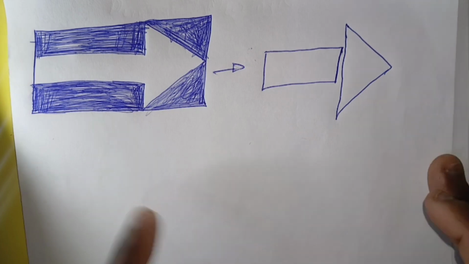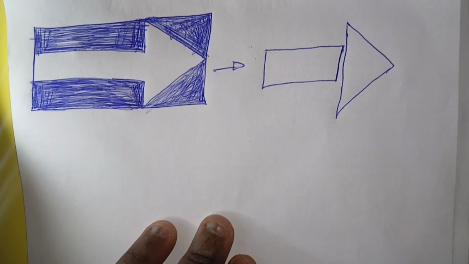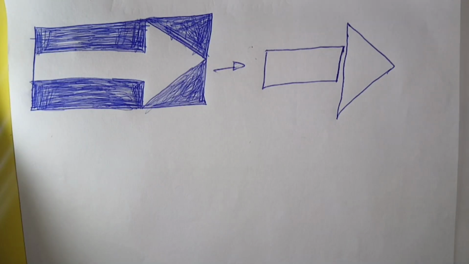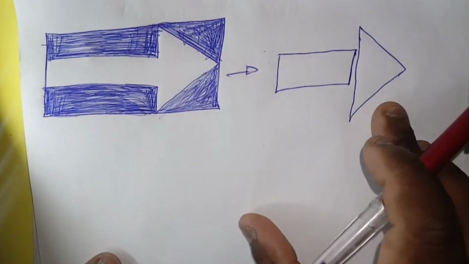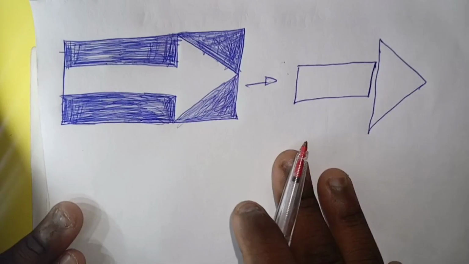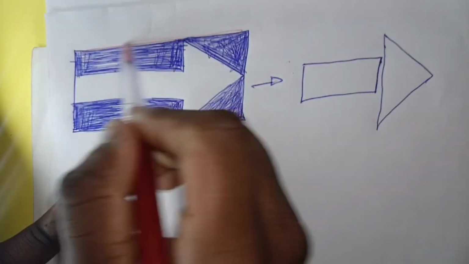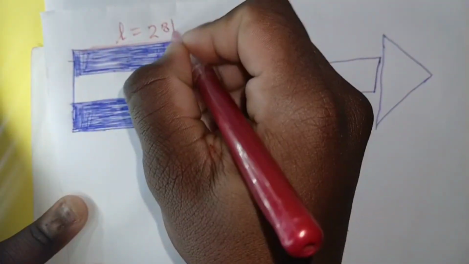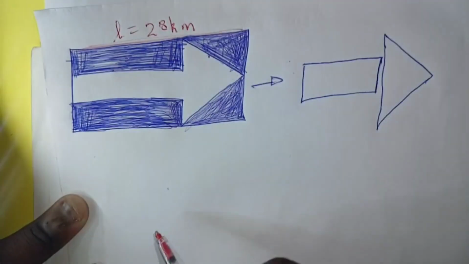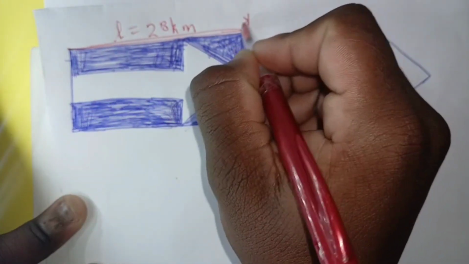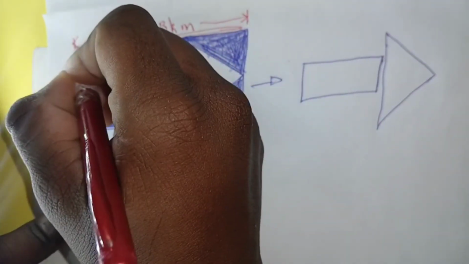Here the problem is to interpret only. So you should know, guys, how to interpret. Let me teach you now how to interpret the diagram. So check something. They told you the length of the rectangle, which is the length there. They say it's 28 kilometers.